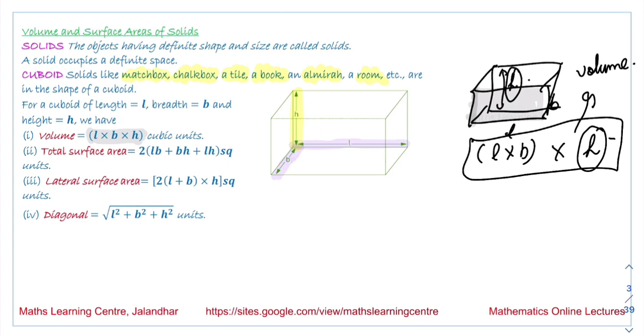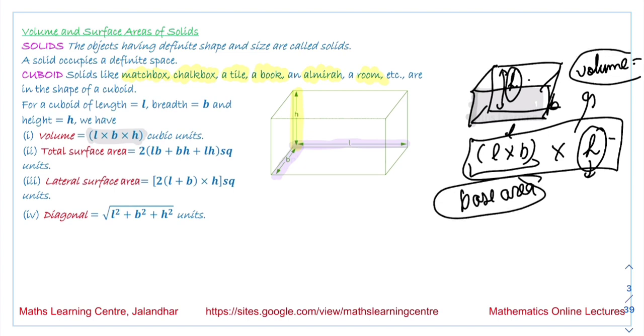So volume is basically the base area into height. This is always the case, but in this particular case the height is the same at every point. You consider any point over here, the height is the same, so we are just multiplying it with h. So we are saying volume is length into breadth into height.